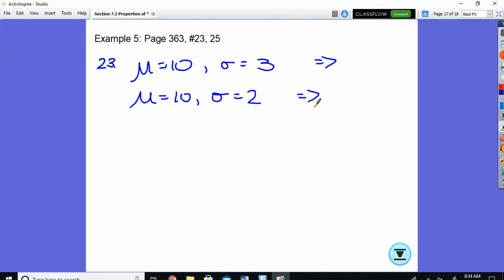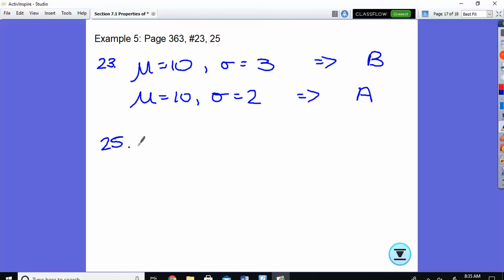Okay, the bigger your standard deviation, what will that do to your curve? It'll spread it out, because the bigger your standard deviation is, the further you have to go from the center before it starts to flatten out. So the one that is more squished in would have to have a smaller standard deviation. So which one has a standard deviation of 3? Which one's more spread out? B. So the standard deviation of 2 would have to be A, because it is a skinnier one.